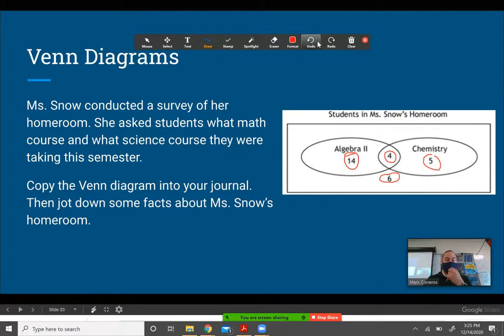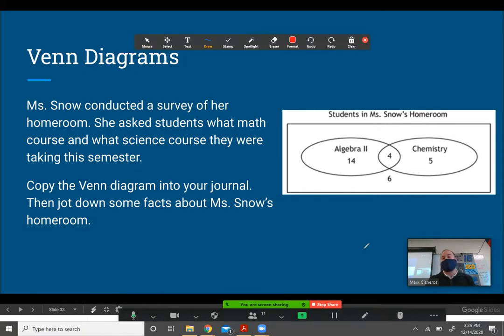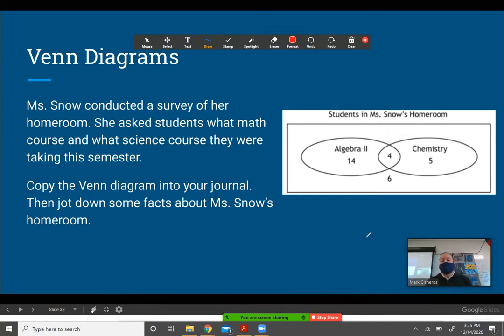Let's talk about some facts about this homeroom. You don't need to jot anything down. Let's just talk about it. First question, see if you can just answer this out loud. How many students are in Miss Snow's homeroom?